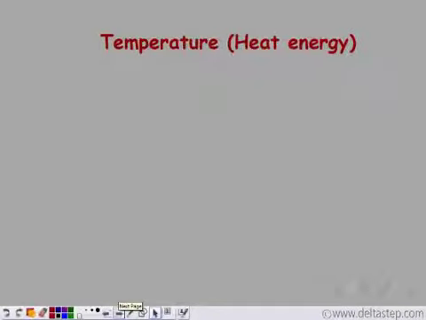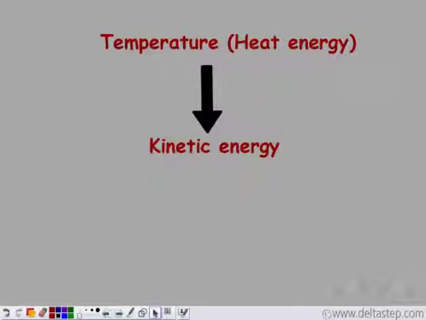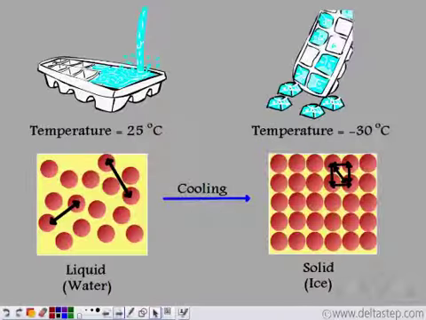So we know as the temperature increases, the heat energy of the particles increase. This increases the kinetic energy of the particles, and so the speed of particles increases. So is it for the vice versa condition. That is, if we decrease the temperature or we remove heat energy from the particles, its kinetic energy decreases. As the kinetic energy decreases, the speed of the particles decrease. So let's see how freezing takes place.